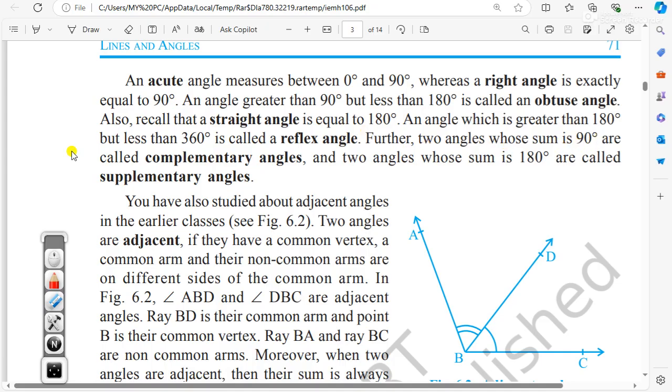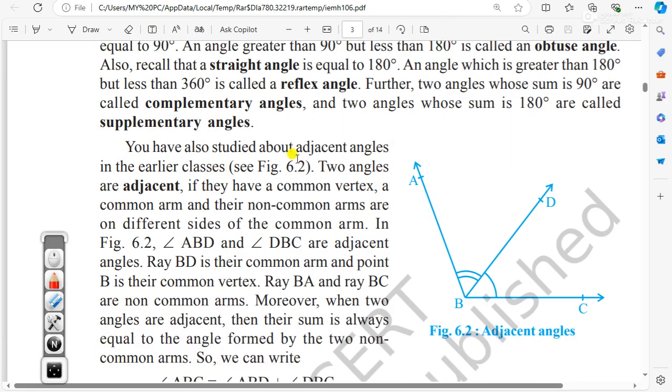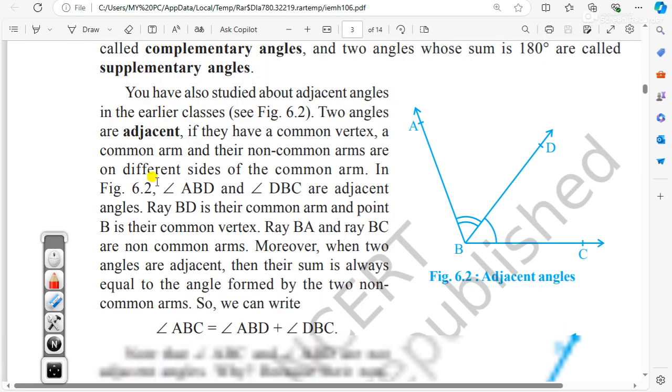Further, two angles whose sum is 90 degrees are called complementary angles, and two angles whose sum is 180 degrees are called supplementary angles. So you know all these things, right? You've also studied about adjacent angles in the earlier classes.